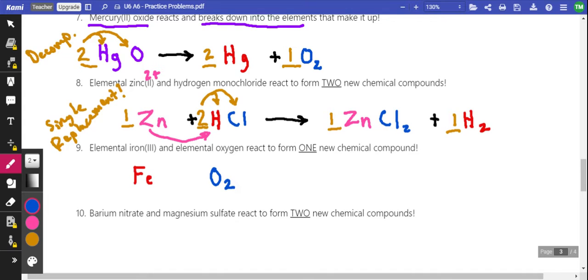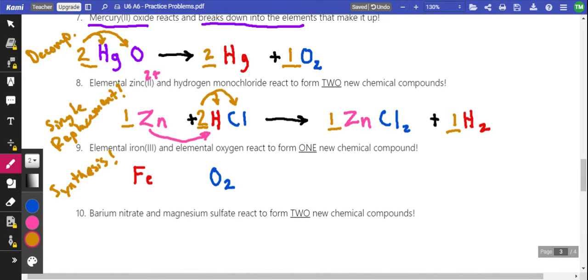Okay, so if I'm putting together Fe and O2, these are two elements. I have elemental iron and elemental oxygen. Even though this is a diatomic, it's still an element. There's no compound here. So if I'm putting two simple elements together, this is a synthesis reaction.